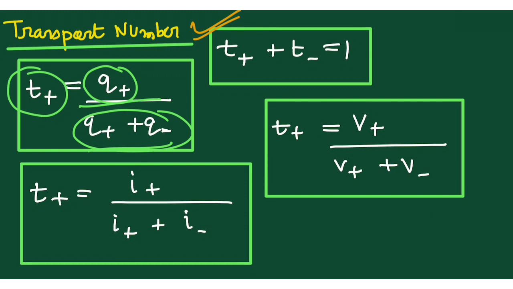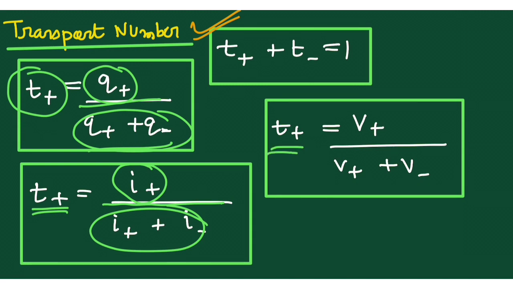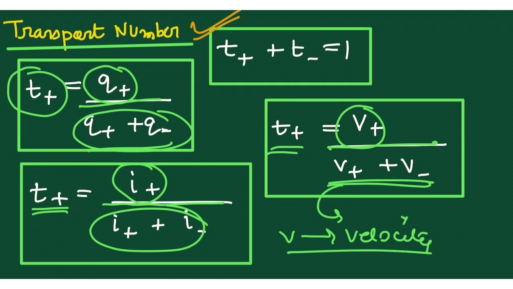Very important point. Now, you must also know that Q is equal to I into t, and time will always be constant for both the cations and the anions. So we can also write T plus is equal to I plus divided by the summation of I plus and I minus, where I is the current. Now T plus is equal to V plus divided by V plus plus V minus, where V is the velocity.